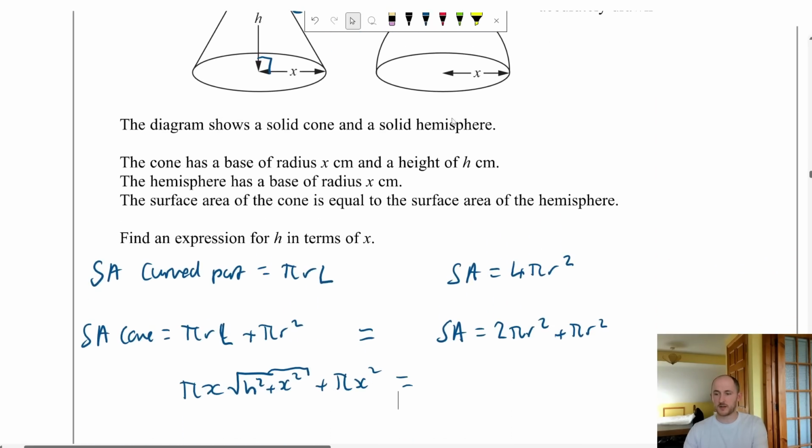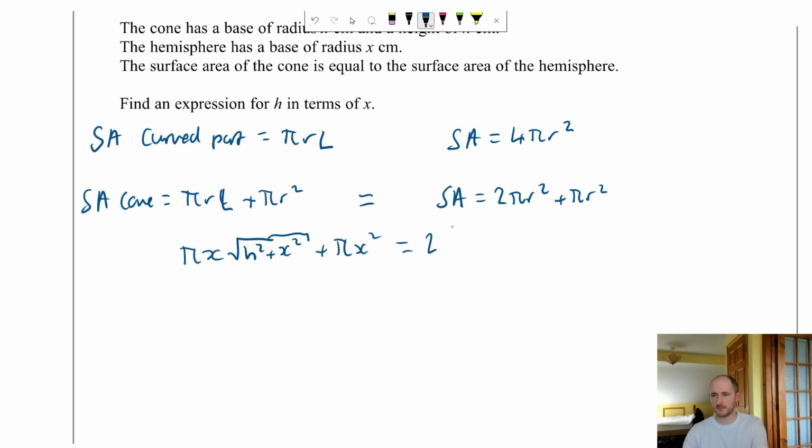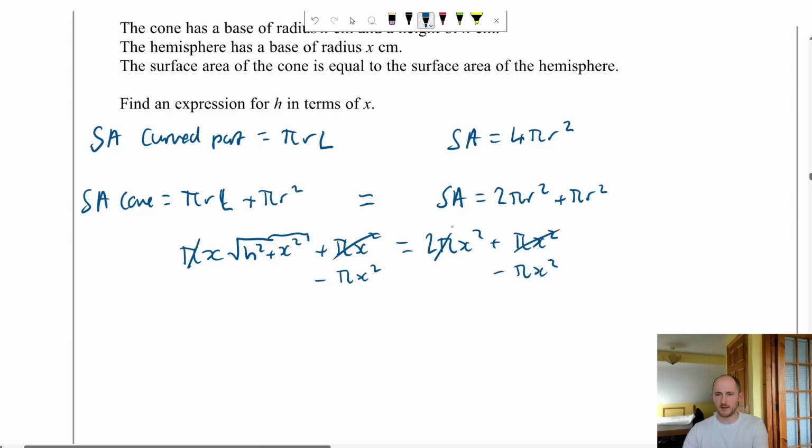2 pi r squared, so 2 pi x squared, plus pi x squared. And the first thing I notice is I can get rid of pi x squared from both sides by just doing minus pi x squared. Both sides. I can also divide through by pi and by x. So I'm left with, okay, this isn't so bad. H squared plus x squared equals 2x.